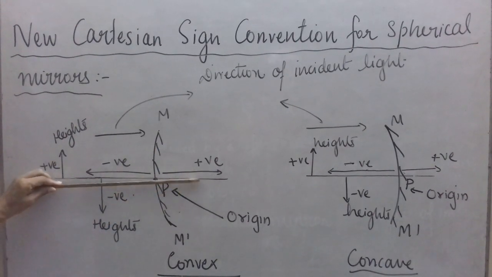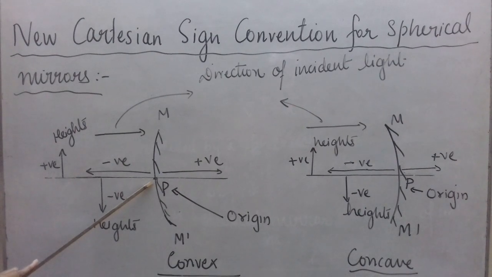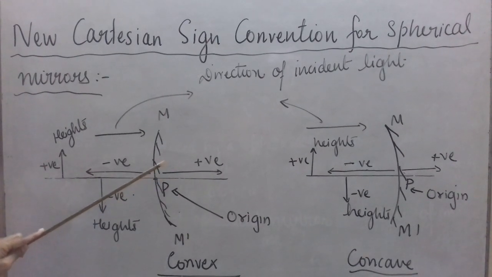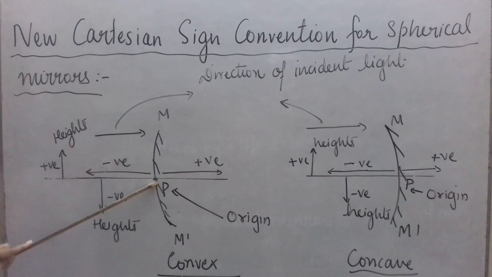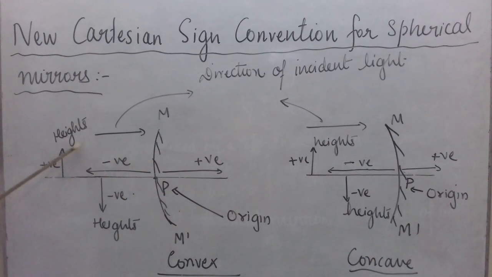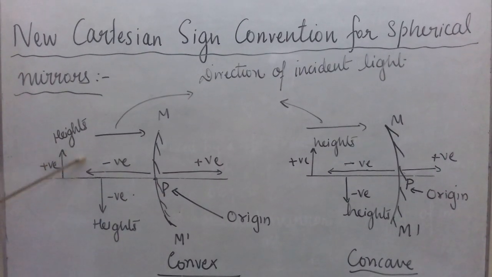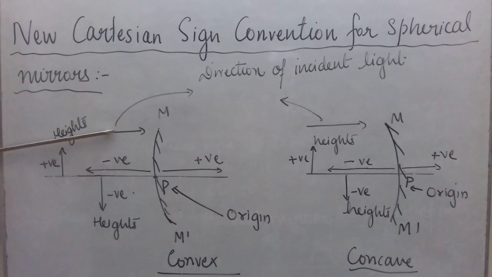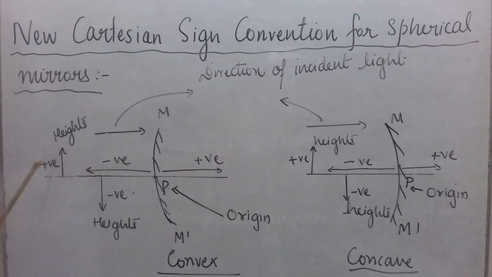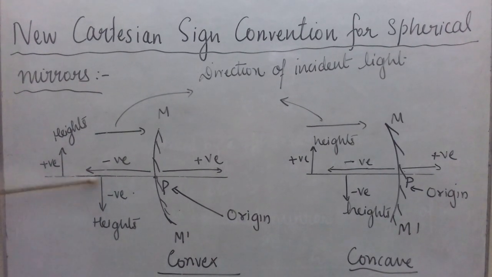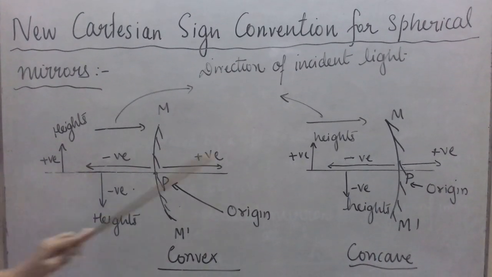Distances which are parallel to principal axis are measured from the pole, and those which are measured towards left hand side are taken as negative, and distances which are measured towards right hand side of pole are taken as positive. Lastly, when we talk about the distances which are perpendicular to the principal axis, in other words, the heights of object and image, distances measured perpendicular to the principal axis and above it, it means heights, are taken as positive. And distances measured perpendicular to the principal axis and below it are taken as negative. So again, it is same in both the cases.